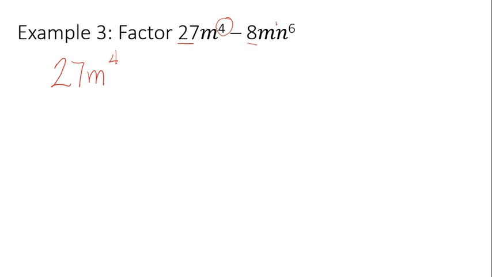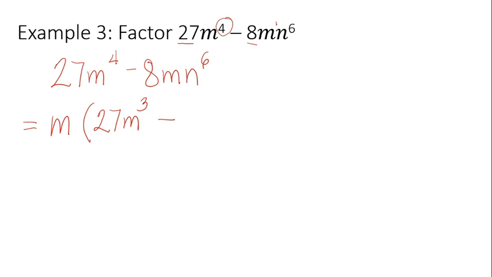Looking at the given, 27m to the 4th power minus 8mn to the 6th power, they have a common factor, which is m. Now, divide 27m to the 4th power by m. The answer is 27m cubed. And then divide 8mn to the 6th power by m. The answer is 8n to the 6th power.